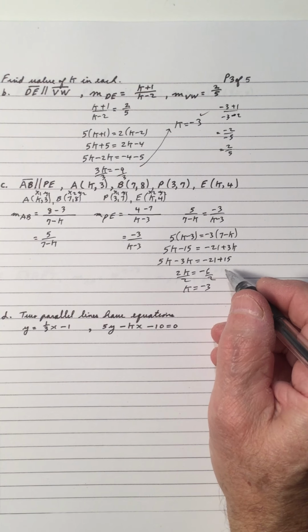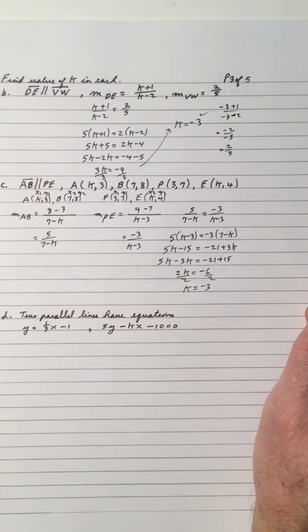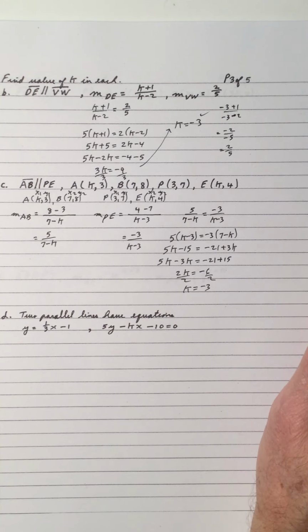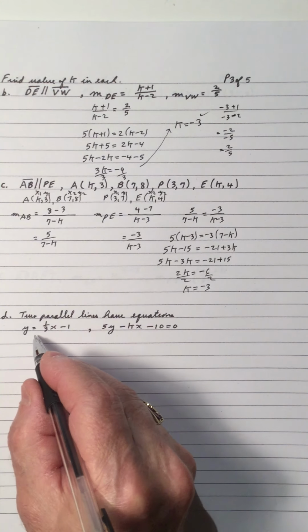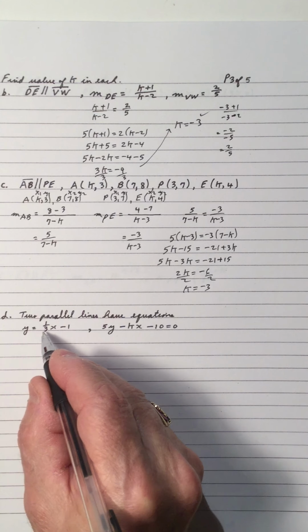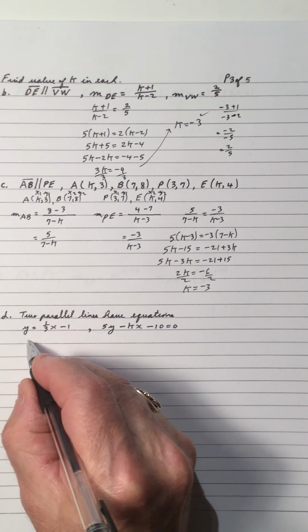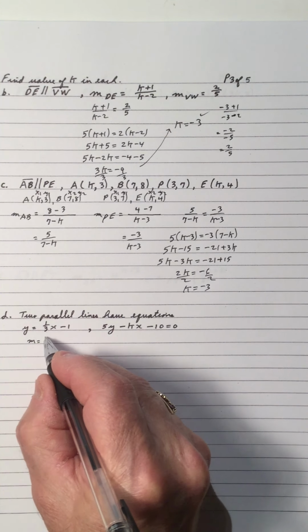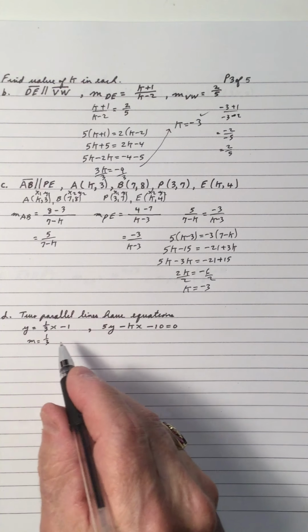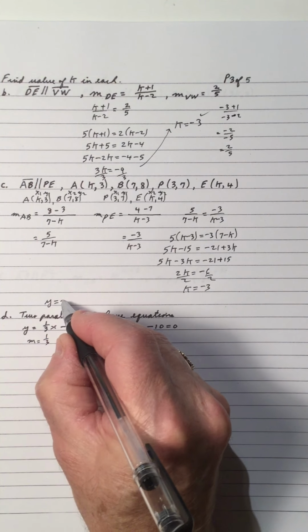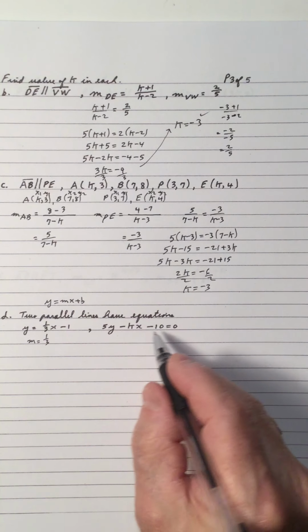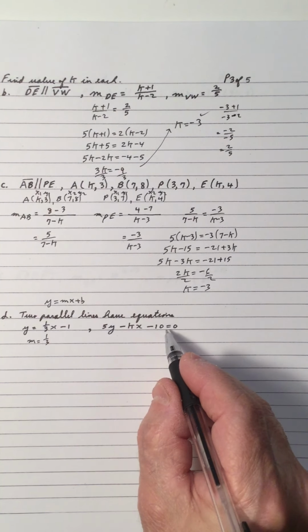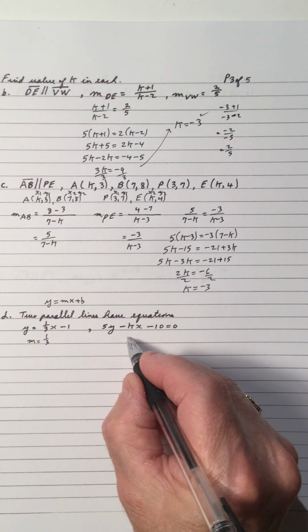Okay, again, hopefully everything is going okay in relation to parallel lines which have equal slopes. Two parallel lines have equations. So the equation of this line is y equals 1/3 x. So that means the slope of this line is 1/3, because the equation is y equals mx plus b, where m is the slope.